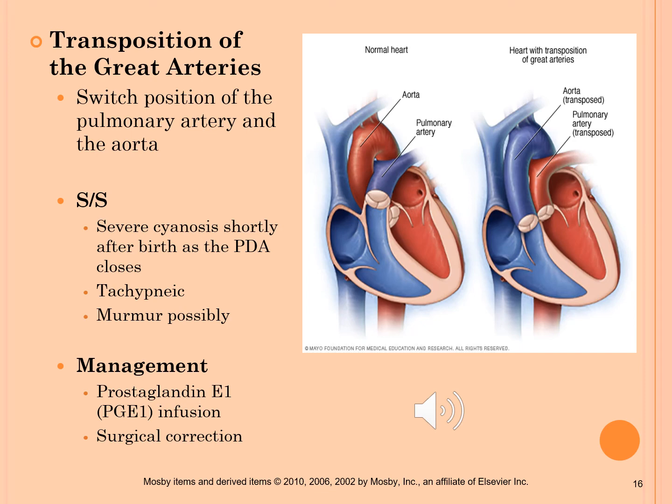And there's a switched position of the pulmonary artery and the aorta. If you look at the picture on the slide, that will help you. They are actually switched. Your aorta is normally red and your pulmonary artery is normally blue. If you look at the second part of that picture, it's actually reversed. The aorta is now blue and the pulmonary artery is red.